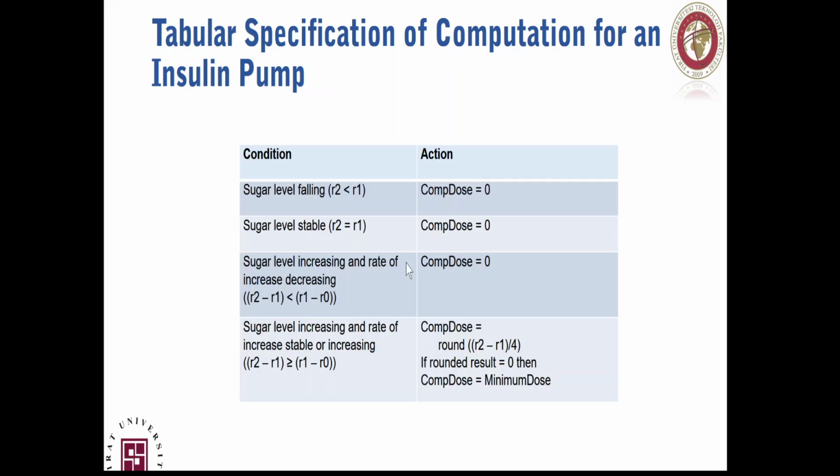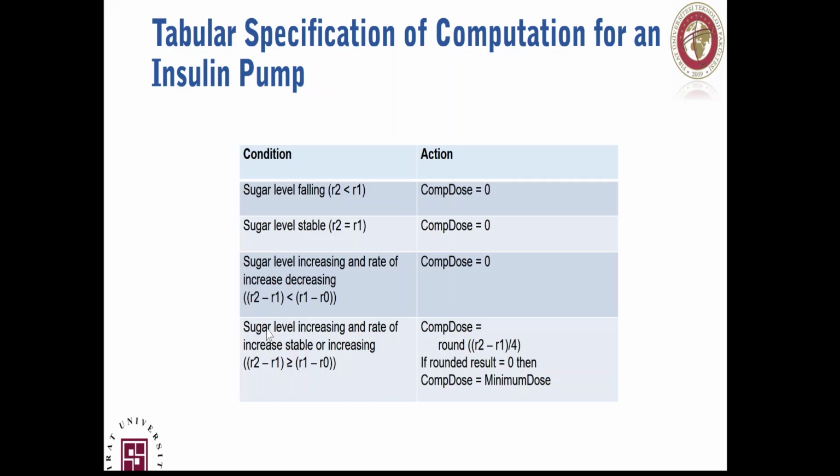If the sugar level is increasing and the rate of increase is decreasing, well, it's increasing. However, the rate of increase is less than the previous rate of increase. Now, how do we know? We can formulate it in a mathematical way. The current reading minus previous reading is less than the previous reading minus the reading before it. And this is how we maintain that the rate of increase is less than the previous rate of increase, the predecessor rate of increase. So this is how we compute the dose, in this case 0.